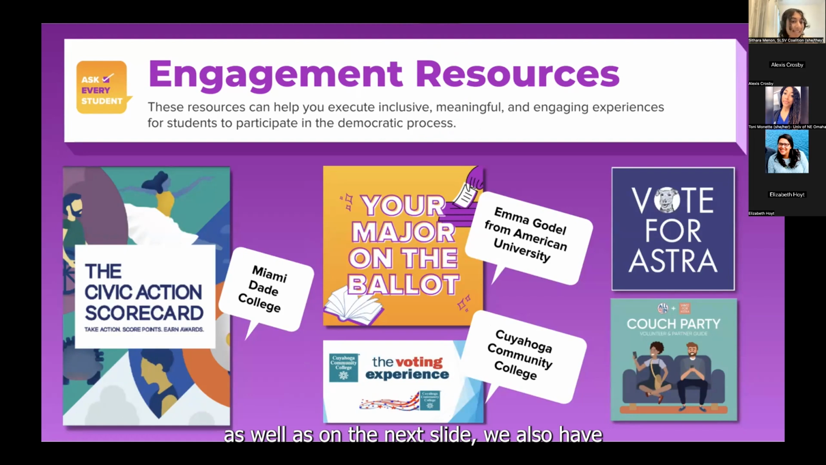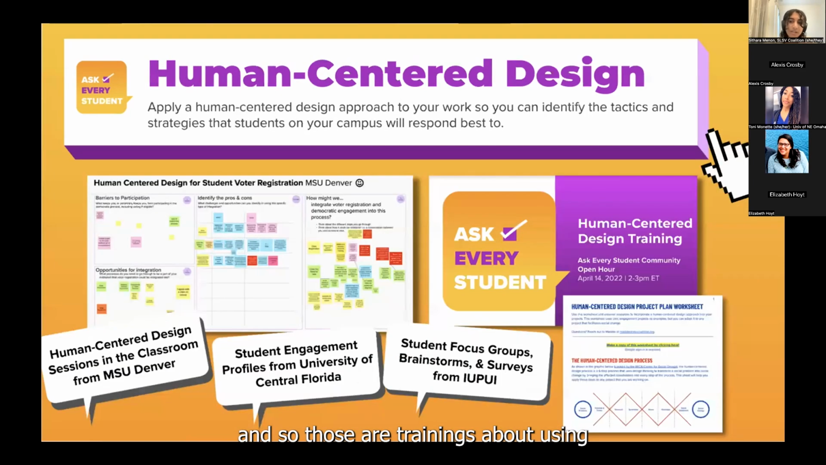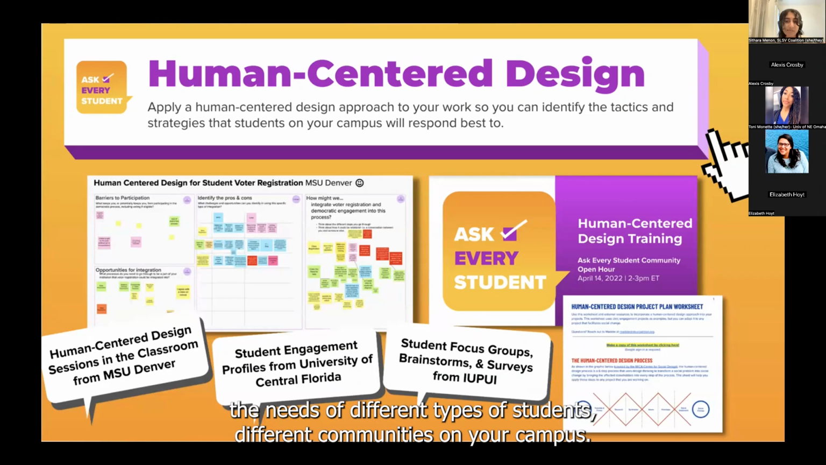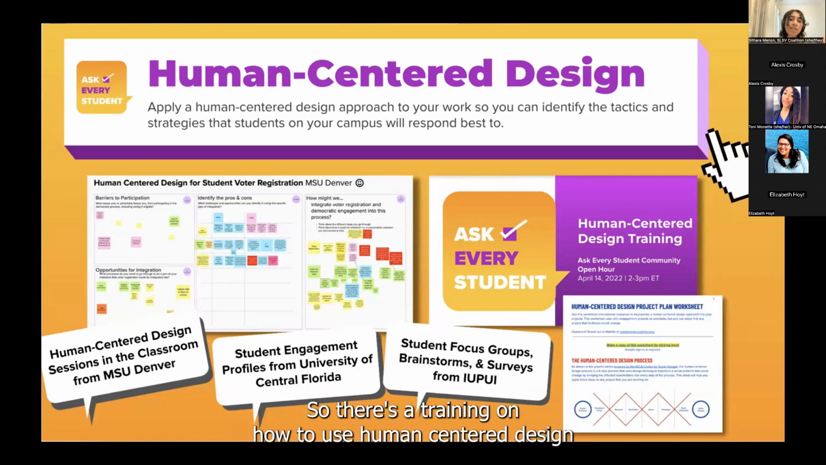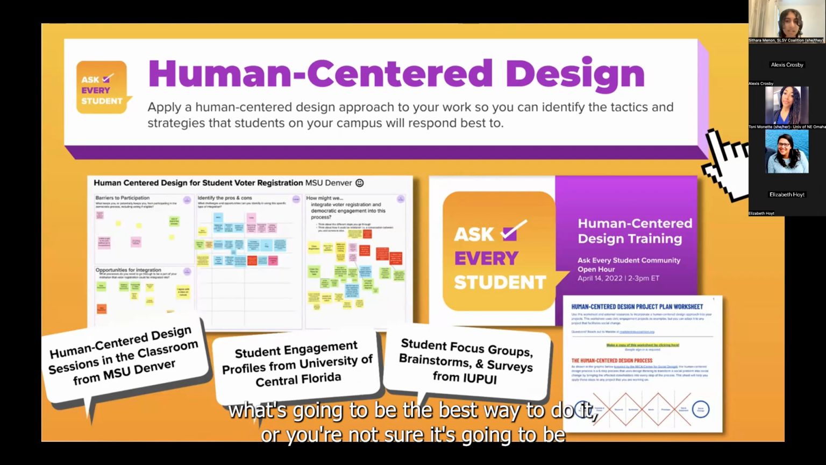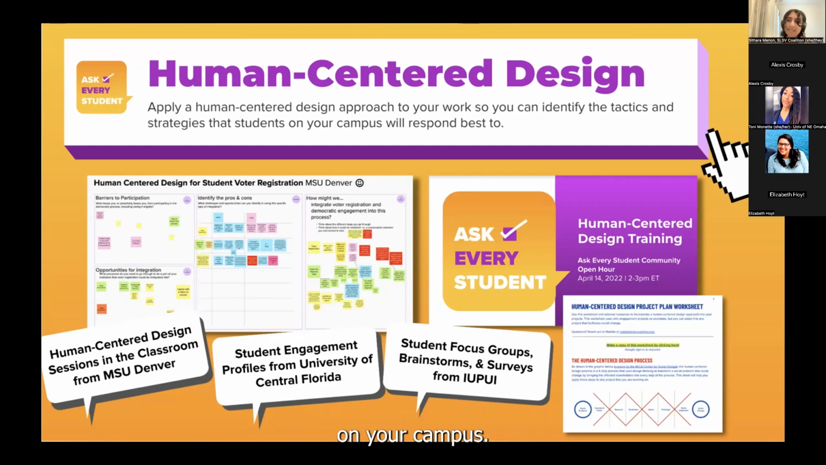As well as on the next slide, we also have some human-centered design resources. And so those are trainings about using the human-centered design process to better understand the needs of different types of students, different communities on your campus. So there's a training on how to use human-centered design, and then a couple of different sample materials like worksheets and how to run student focus groups, especially when you're trying to create a new process on a campus and you're not sure exactly what's going to be the best way to do it, or you're not sure it's going to be really inclusive to different communities of students on your campus.